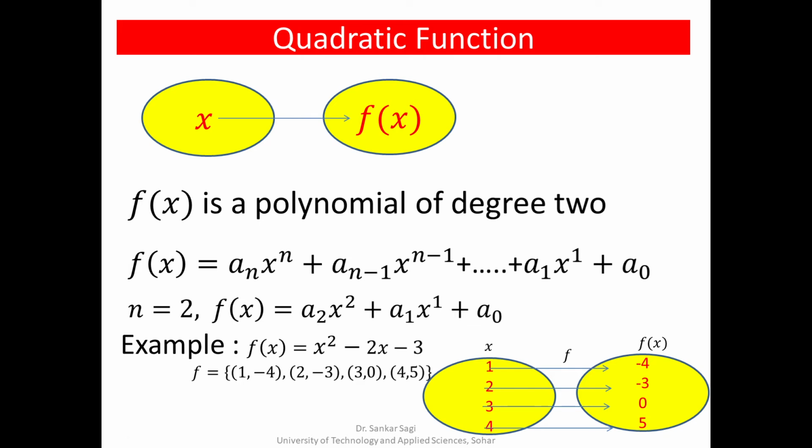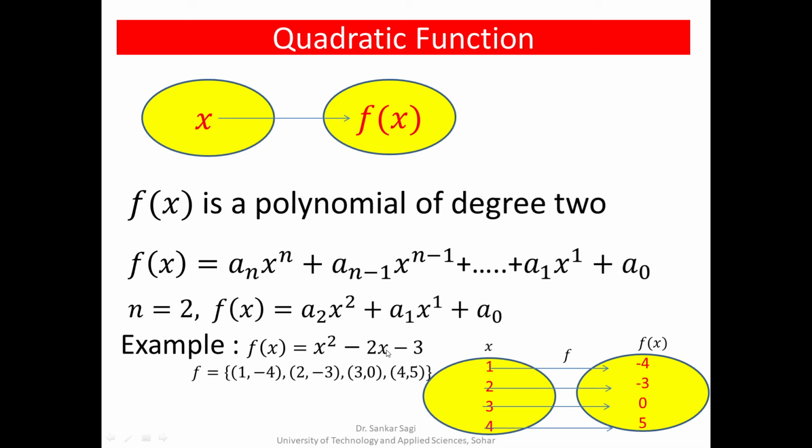If we take in particular a0 as -3, a1 as -2 and a2 as 1, you will get f(x) = x^2 - 2x - 3. In fact, you can take any constants for a0, a1 and a2 with the only condition that a2 cannot be 0. Here I have taken a0 as -3, a1 as -2, a2 as 1, so that the quadratic function is nothing but a polynomial of degree 2.